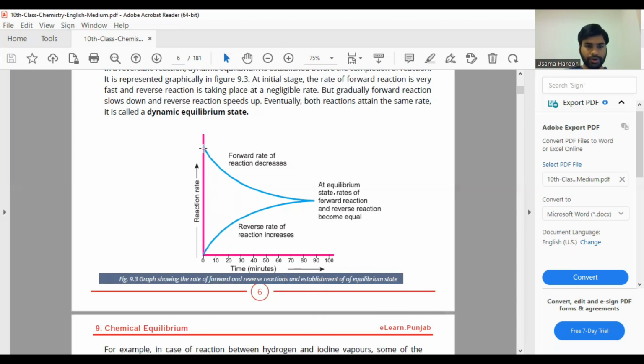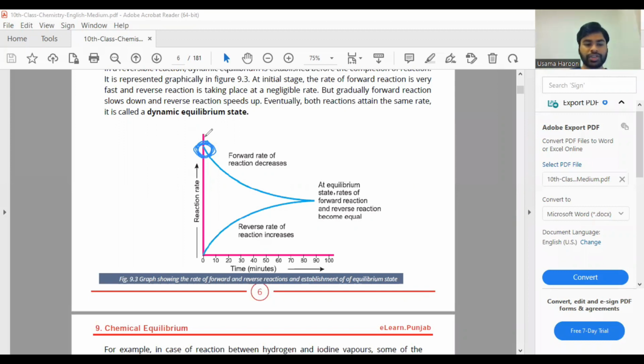That is why the rate of the forward reaction is at a very upper point, as you can see from here. Let me just use my pencil. As you can see, this point shows the rate of the forward reaction, and at this point it is very fast. Why? Because at the very start of the reaction, the reaction mixture has almost all of the reactants and none of the product is present at that time.